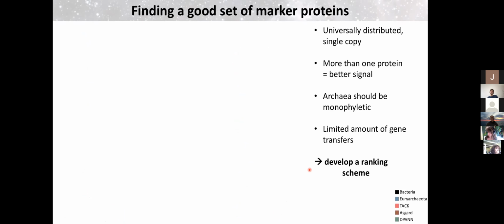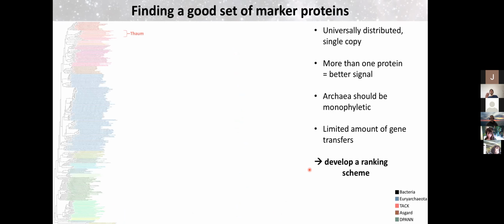To limit the amount of transfers, and every marker protein will have a certain amount of transfers, we developed a ranking scheme to select the top 25%, top 50% of marker proteins to really have reliable trees. To give you an example of what we're looking for, that's something we want. We want the major phyla and classes that are defined in the archaea to cluster together. Here, for example, we see that all genomes of the Thaumarchaeota, which are major ammonia oxidizers in the ocean, cluster together. That's what we would expect. That's a phylogenetic signal we want.